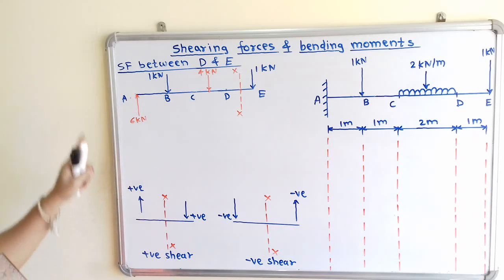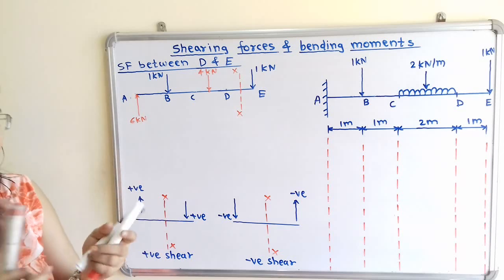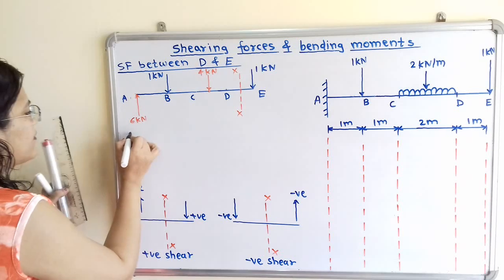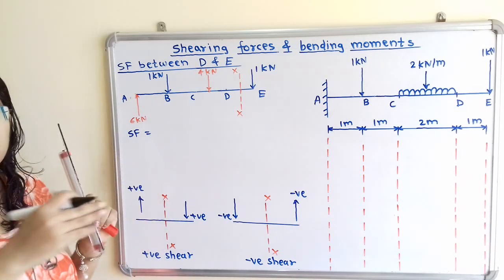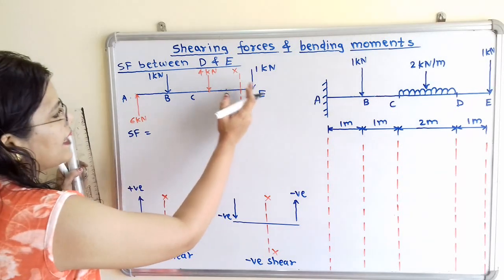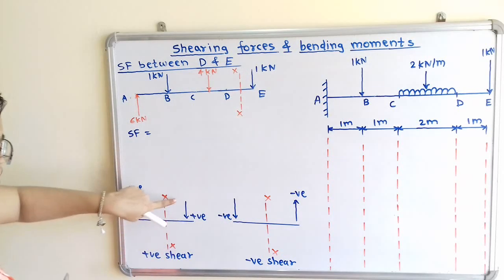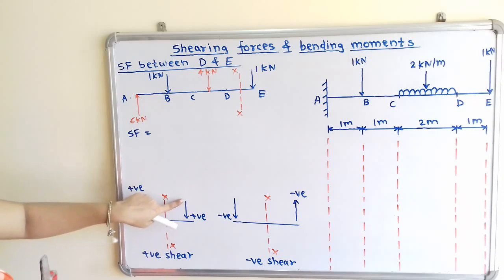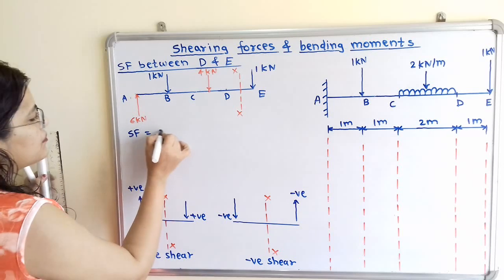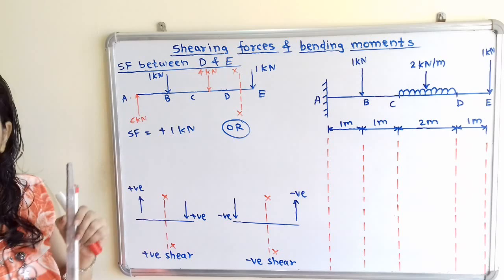So how to calculate the shear force between D and E? So here is the section line XX. So we will calculate by using two ways. So first I will take SF. Now we will consider the forces on the right hand side of this section line. So on the right hand side there is the force which is in the downward direction. So for this downward direction, on the right hand side we have to consider the positive sign. So we will take here plus 1 kilonewton. Or there is the second method to calculate.